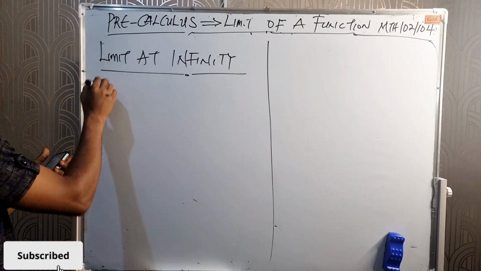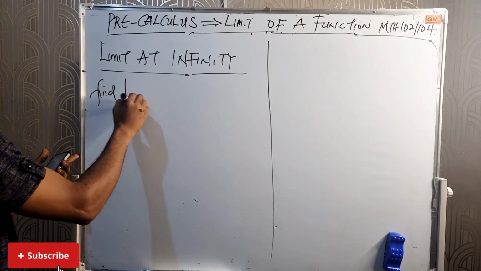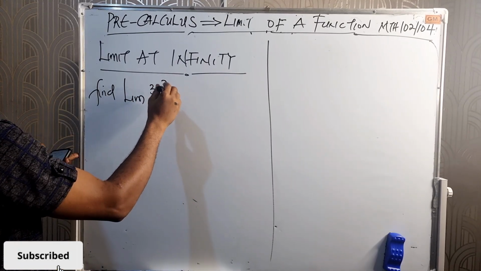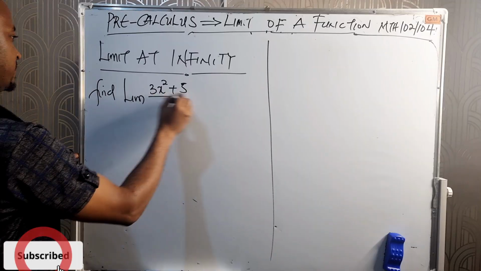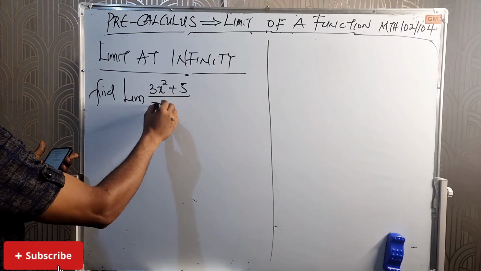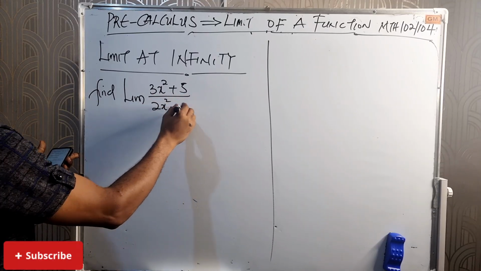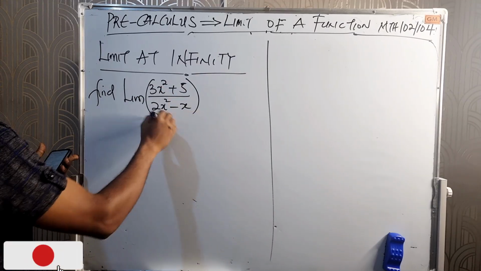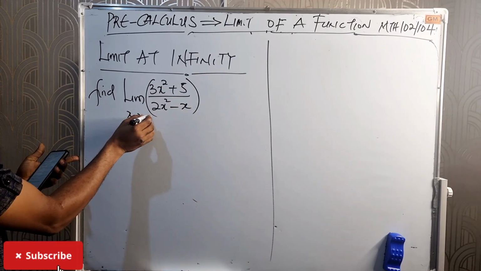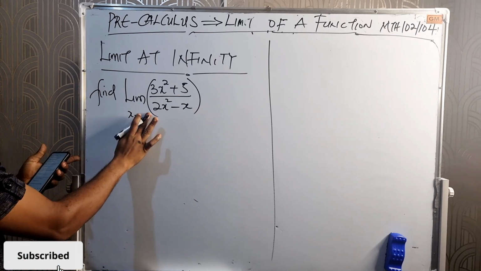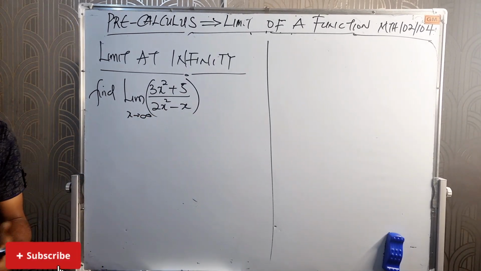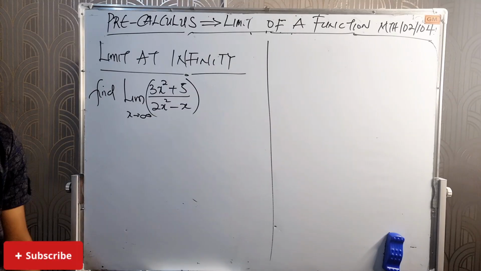If we are given this to find the limit of 3x squared plus 5 divided by 2x squared minus x, as x is approaching infinity. They'll give you a sign here. It's approaching infinity. So what do we do? As x is approaching infinity.